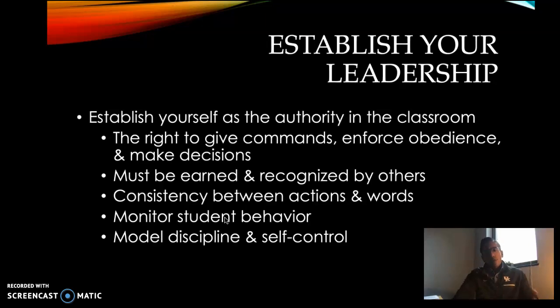Okay. We briefly already discussed this in part one of lecture two, but it's important to establish yourself as the authority in the classroom. You give commands to enforce obedience, and I say that kind of lightly because that sounds pretty strong. We want students to comply out of respect and not to submit out of fear, and I think that's an important distinction with this point, is that in creating a positive classroom environment, we should respect our students if we expect respect in return, okay?